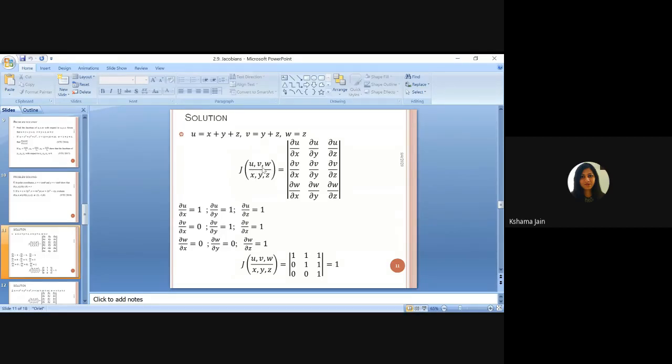So v, after that del v by del x, del v by del y, del v by del z, del w by del x, del w by del y, del w by del z. This is a determinant. All of you know how to solve a determinant. These values you will find out from these.